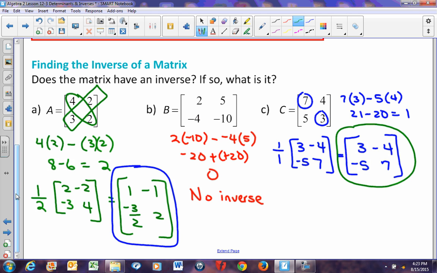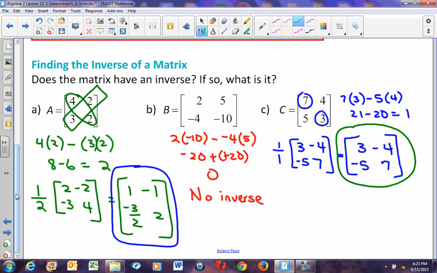Okay. Now I want the inverse of that, so I'm just going to take it to the negative first power. All I did was get my little caret key, take it to the negative first, enter that, and I get 3, negative 4, negative 5, 7. So there you go. Very simple way to get your inverse.